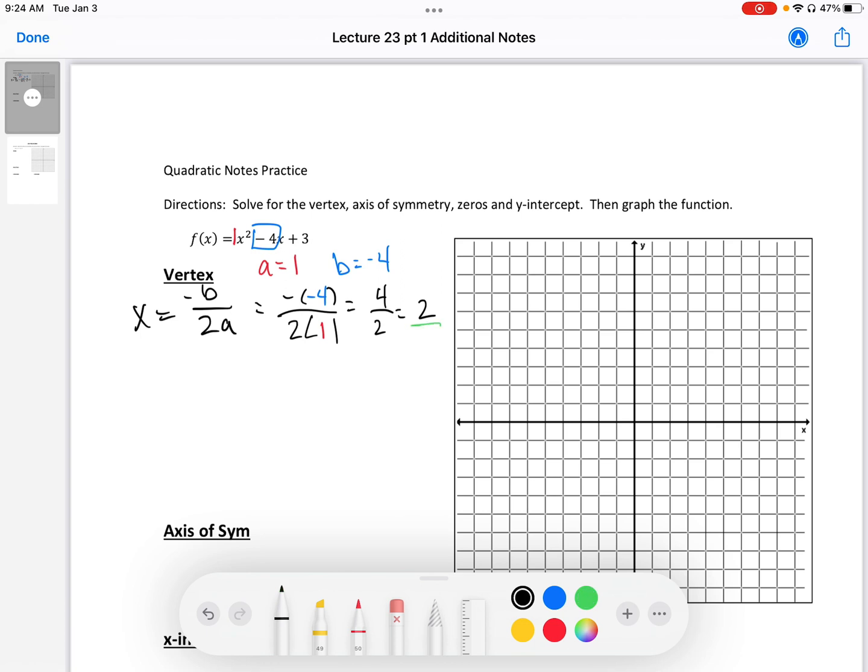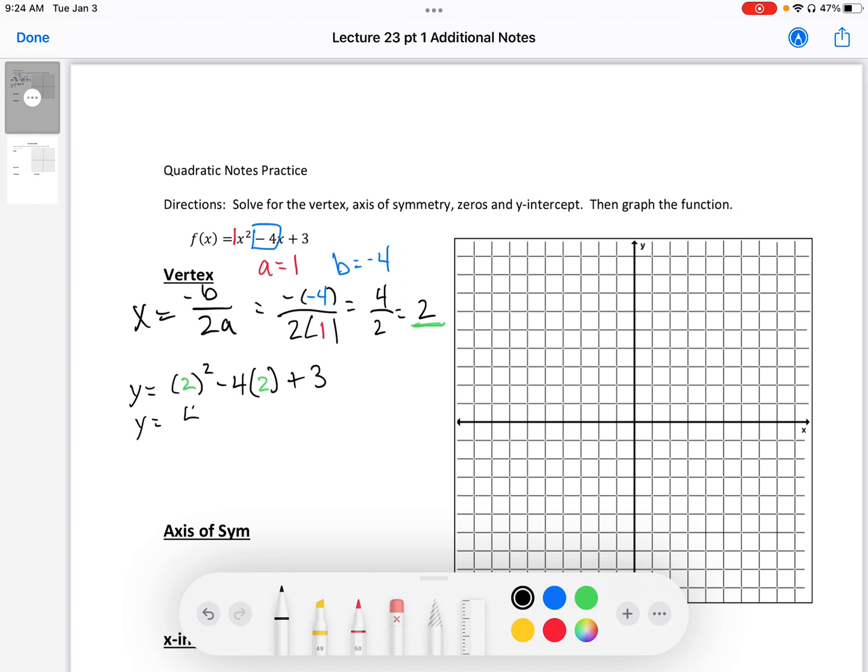So I will have f of x, or y, because f of x and y are the same thing, equals x squared. Now instead of an x, I'm going to substitute in the 2. Minus 4 times x. Instead of the x, I substitute in a 2. Okay. Plus 3. Everybody should be okay with that. Okay. Now I am going to just simply simplify.